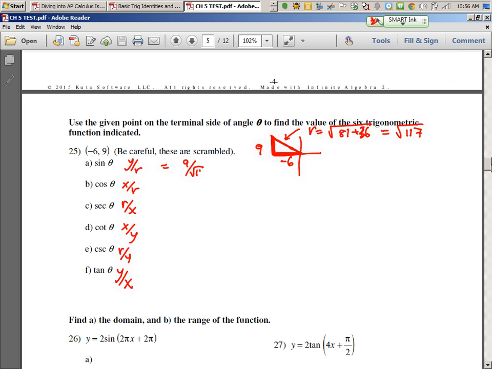9 over root 117. Negative 6 over root 117. Negative root 117 over 6. Negative 6 over 9. Root 117 over 9. And 9 over negative 6. Some of this stuff simplifies. You might want to get rid of the radicals in the bottom. Some of these fractions reduce, like 6/9 is 2/3 and 9/6 is 3/2. Well, let's move on.